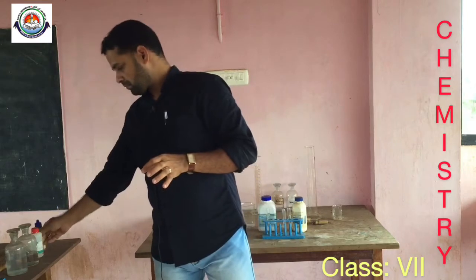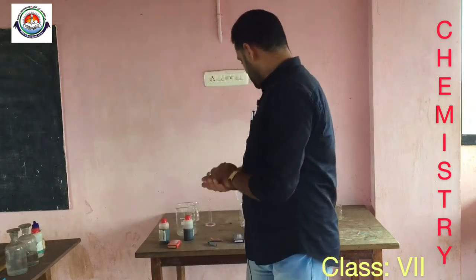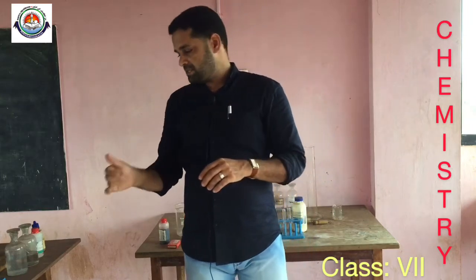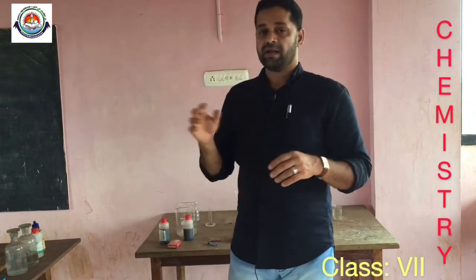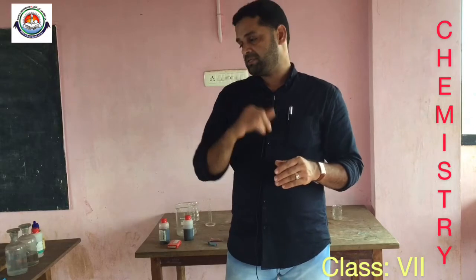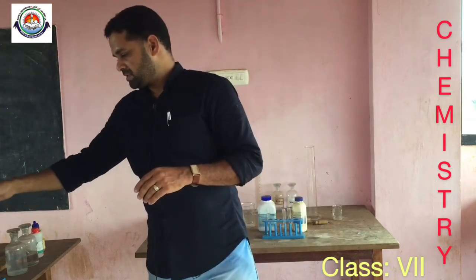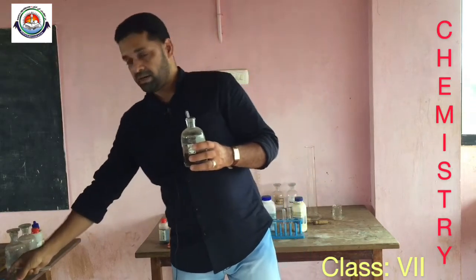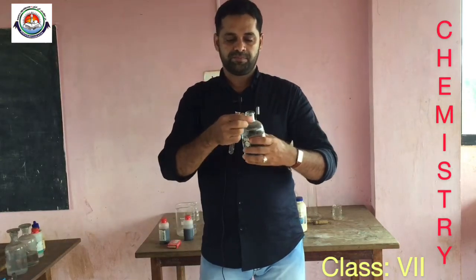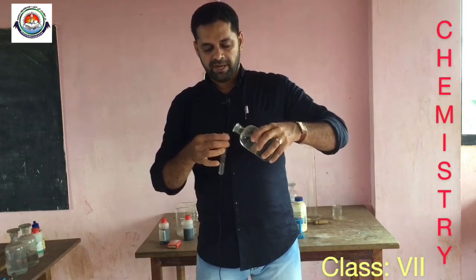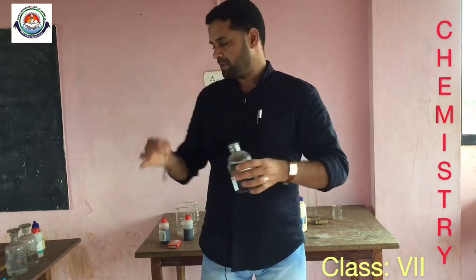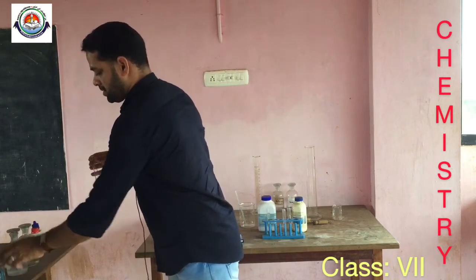Okay. Now let us see what changes take place in blue litmus solution and red litmus solution in acidic and basic medium. So for that, see, I have taken some acid. For example, I have taken dilute hydrochloric acid in a test tube. Okay, this is a test tube, and I have taken dilute hydrochloric acid.